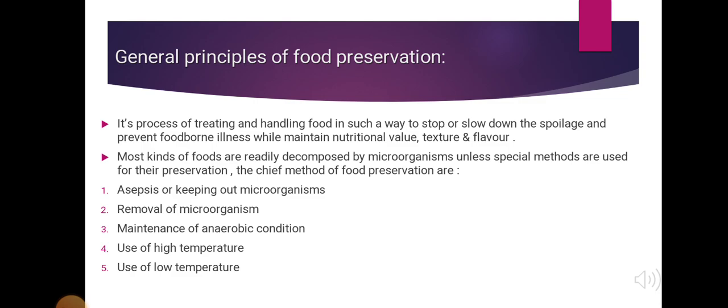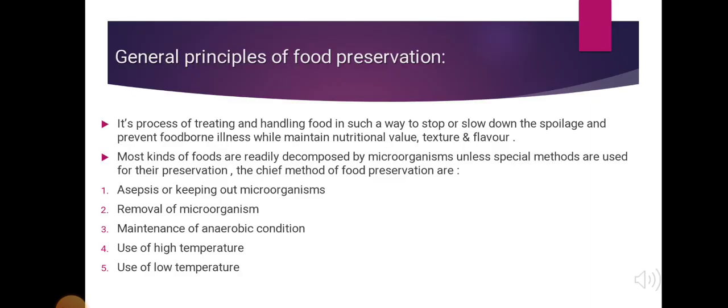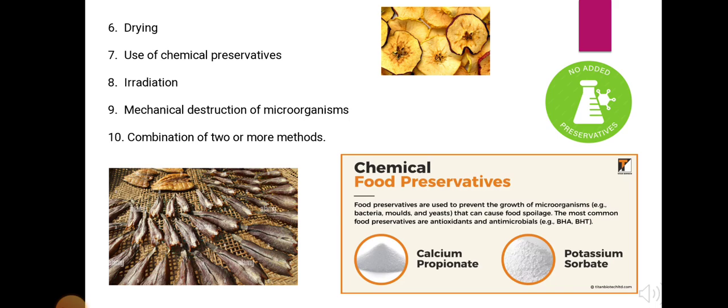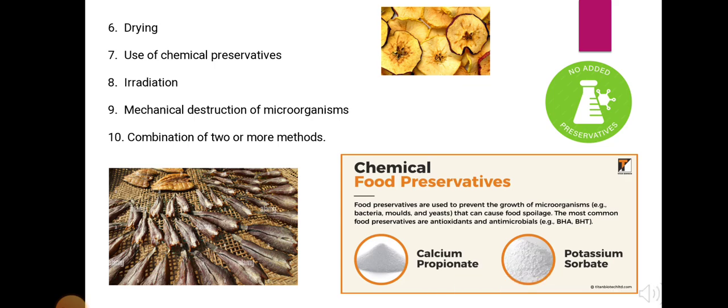The chief methods for food preservation are asepsis, removal of microorganisms, maintenance of anaerobic conditions, use of high temperature, use of low temperature, drying, use of chemical preservatives, irradiation, mechanical destruction of microorganisms, and combination of two or more methods, which involves any two or more of the methods mentioned above.